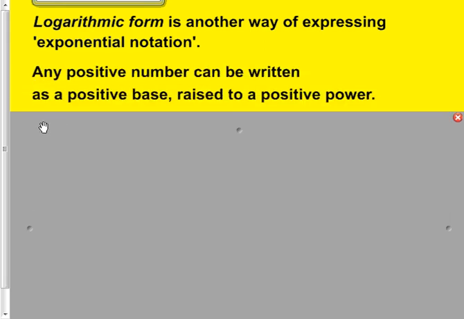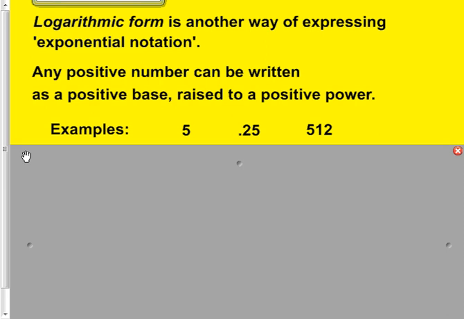Now, what we're getting at here, the underlying concept, is that any positive number can be written as a positive base raised to a positive power. Based upon that fact, we can look at plenty of examples. Here are three. There's nothing particularly special about these three examples. They're just three numbers that I happened to pick out. And just proving the point, any positive number can be written as some positive base raised to a positive power.